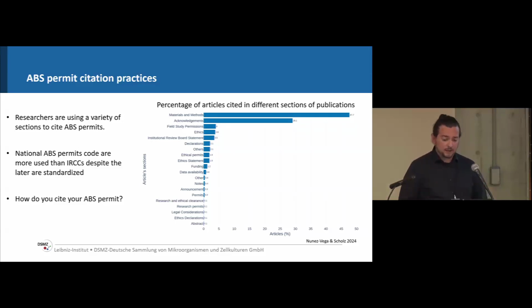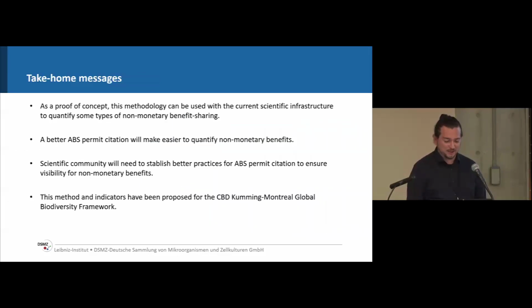Another thing that I already mentioned is that national ABS permit codes are more used than the IRCC, despite the latter being standardized. Well, I would like to know, how do you cite an ABS permit? Let me know how that happens in your projects.